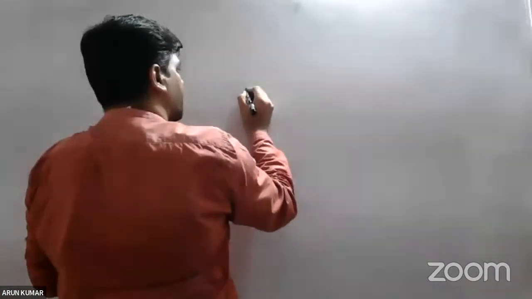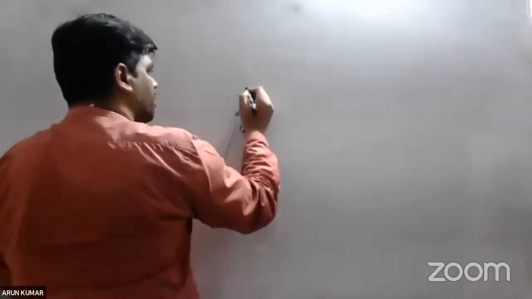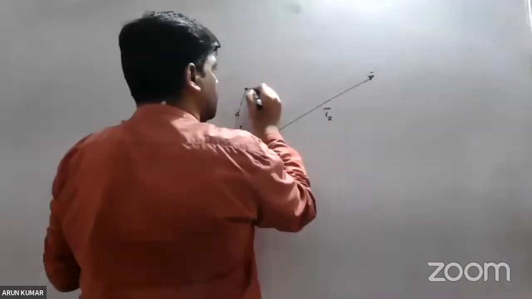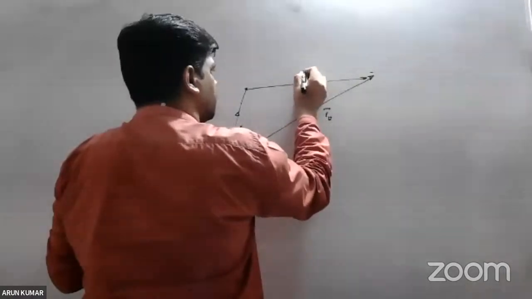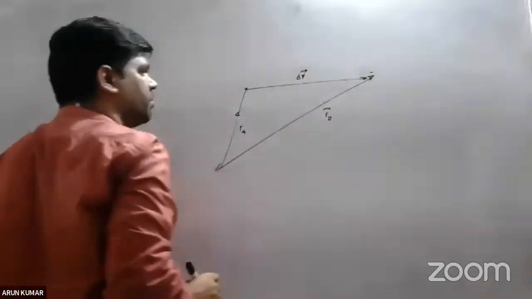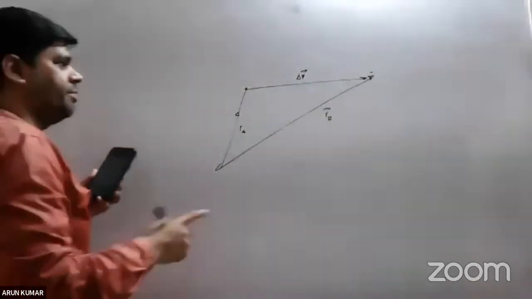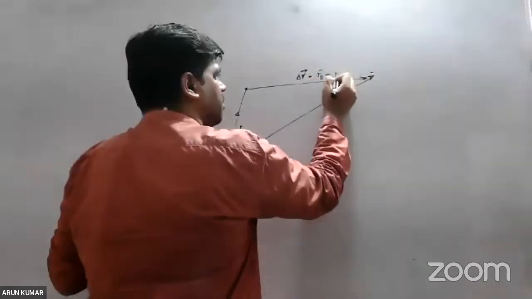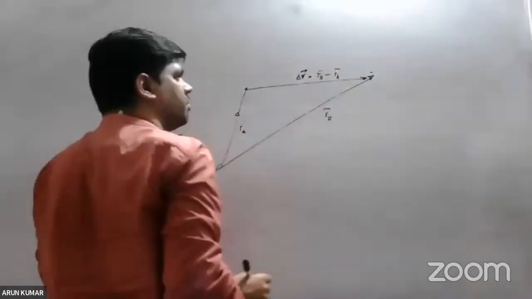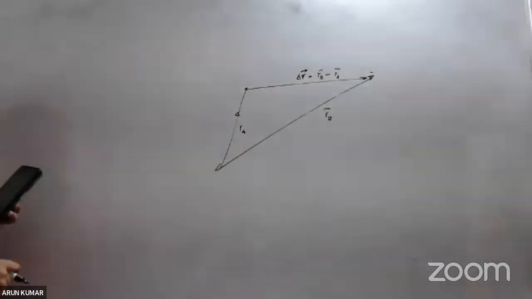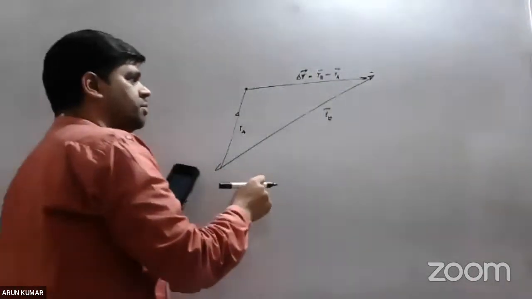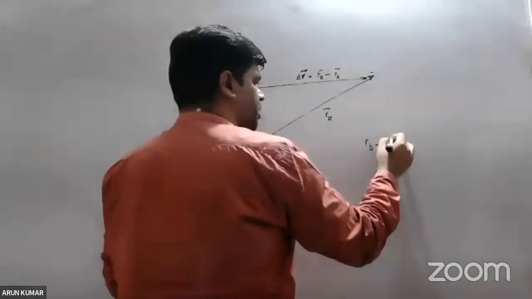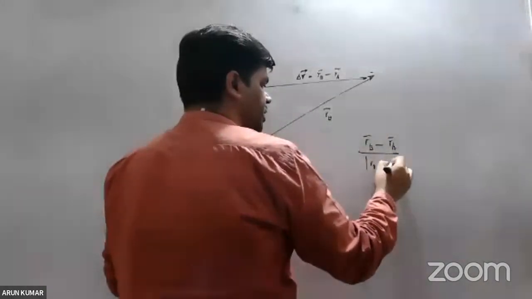So I've got one particle over here. Position vector is RA. Another particle is here. Position vector is RB. This is my delta R bar, which is equal to RB minus RA. Now the unit vector in this direction would be RB minus RA by mod of RB minus RA.